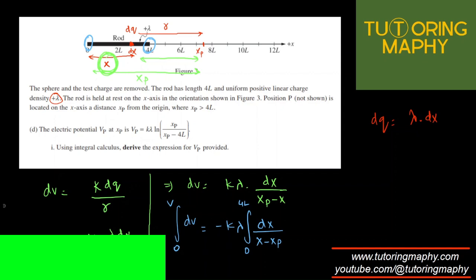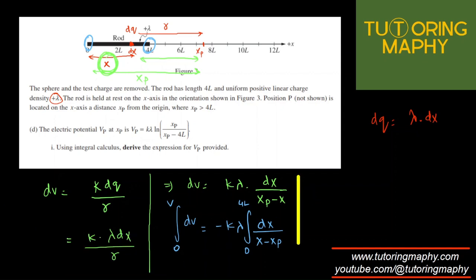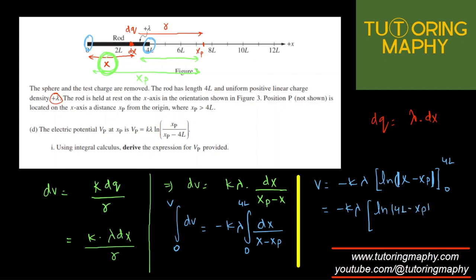Okay. What will be the integration of this? dx over x, the integration is going to be natural log. So the left side is just V and the right side is minus k lambda natural log of x minus xp, and the bounds are from 0 to 4L. Absolute value, sorry, there's an absolute value over here as well. So minus k lambda, upper bound minus lower bound. The upper bound is going to be 4L, so the natural log of the absolute value of 4L minus xp, minus the natural log of the absolute value of 0 minus xp, which is just xp. Okay, I'm going to need some more space here, so let me clear this up.